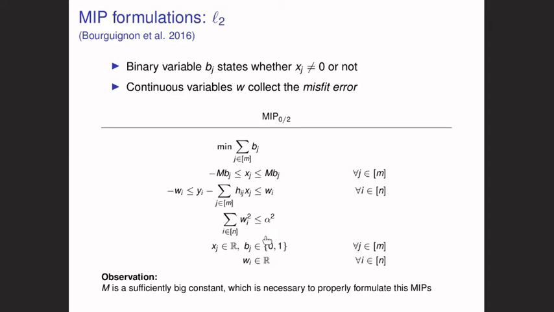Then these constraints bound the misfit error given by the solution x, and in particular this constraint bounds the norm 2 of the misfit error, the sum of the errors over all the rows. Actually this is a nonlinear constraint, but it's convex and it behaves well in practice.